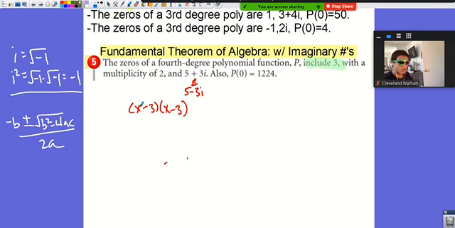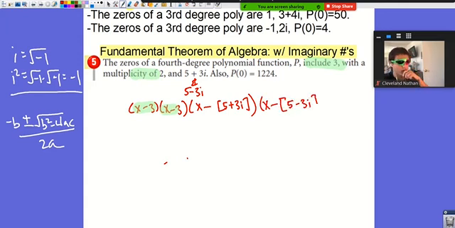Hopefully this part makes sense. And then watch this. This is the new part right here. Please pay attention to this. x minus, I'm going to double up with the parentheses here, (5 plus 3i). And then I'm going to have x minus (5 minus 3i).